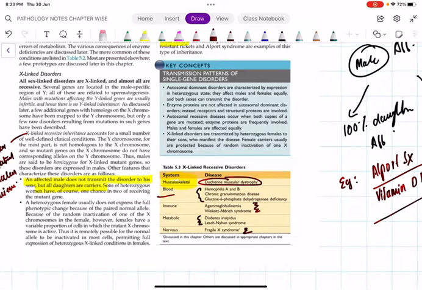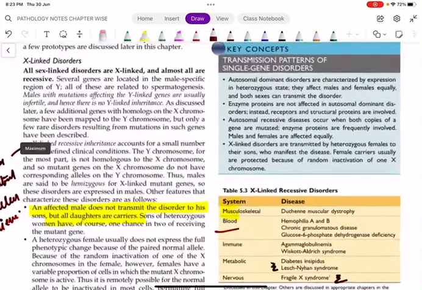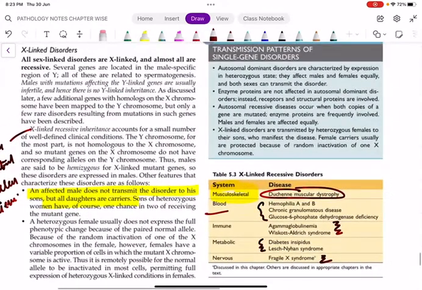And remember, there is nothing called Y-linked inheritance. Why? Because males with mutations affecting the Y-linked genes are usually infertile, and that is the reason why there is no Y-linked inheritance. So already we have studied X-linked inheritance. The males are said to be hemizygous, and that is why these disorders are expressed in males. Then we have discussed X-linked dominant: vitamin D resistant rickets and Alport syndrome.